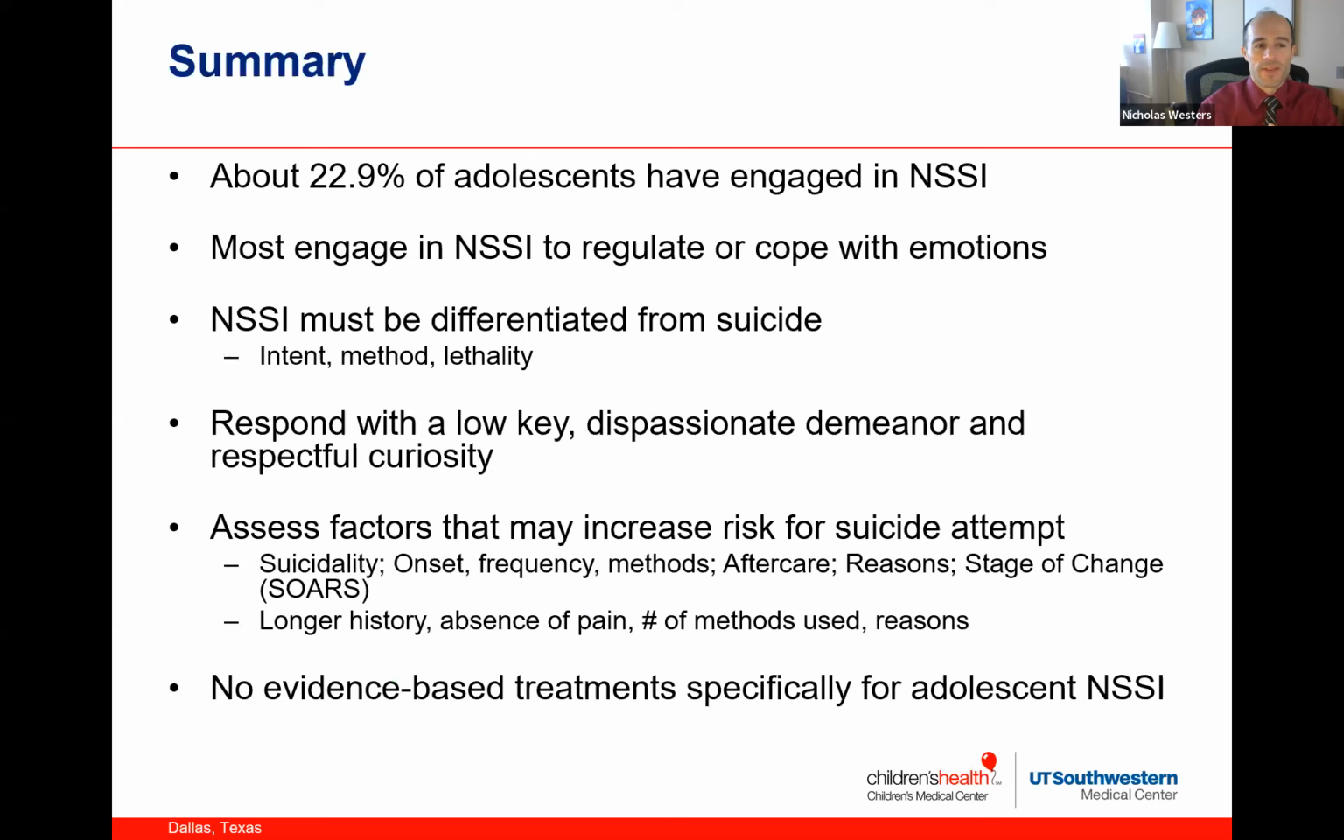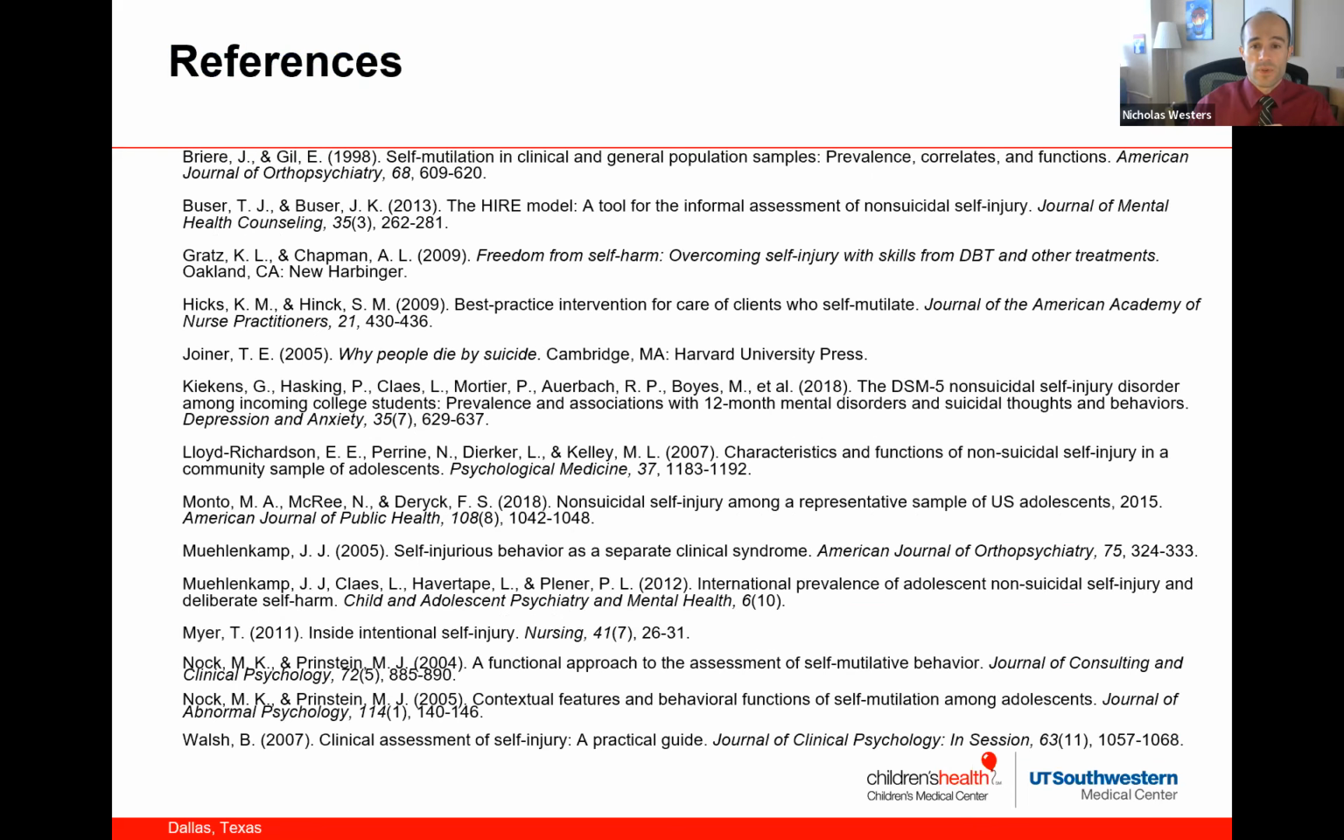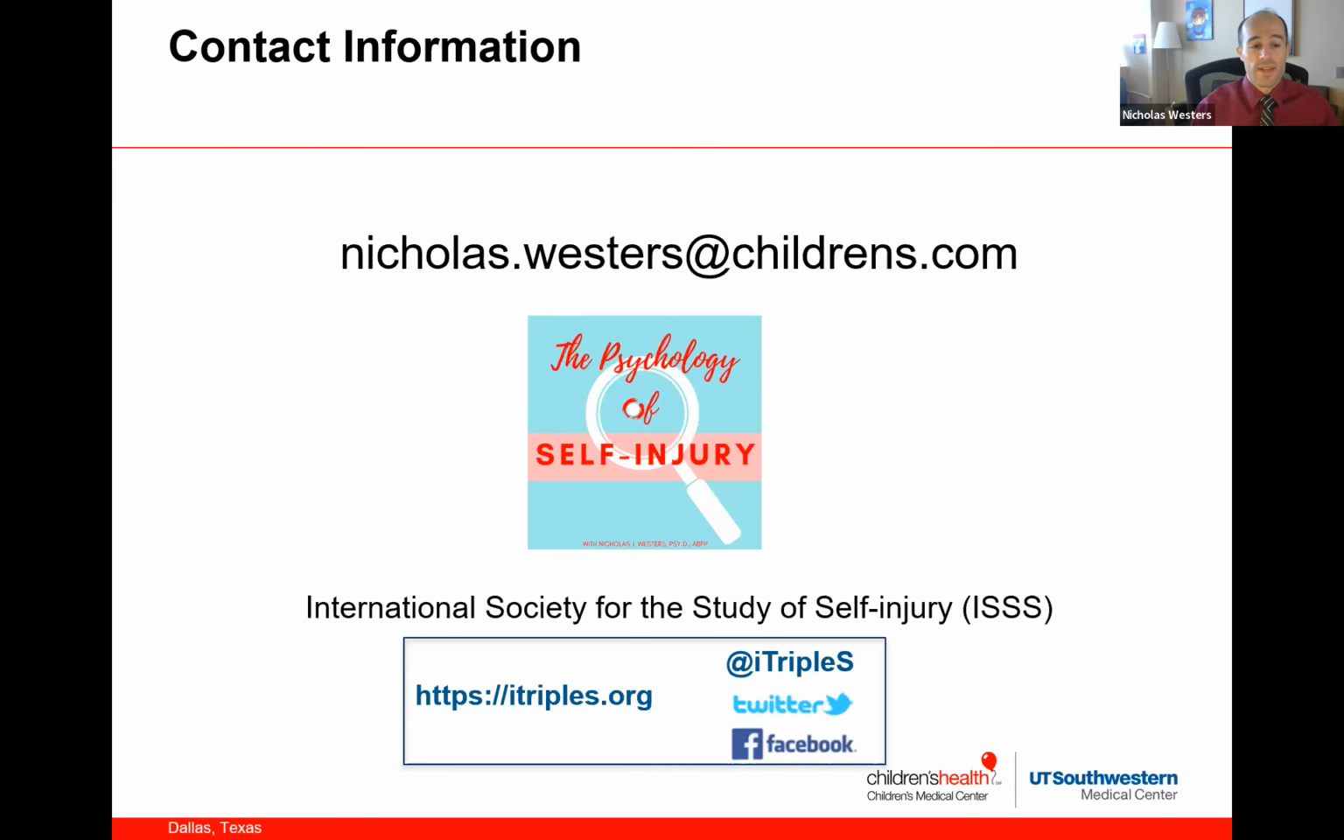So to summarize, about 1 in 5 adolescents self-injure, mainly to regulate or cope with their emotions. And we want to differentiate it from suicide, use a low-key, dispassionate demeanor, respectful curiosity, and assess factors that may increase risk for a suicide attempt. And even though there are no evidence-based treatments specifically for adolescent self-injury, there are some promising ones for adults and young adults.